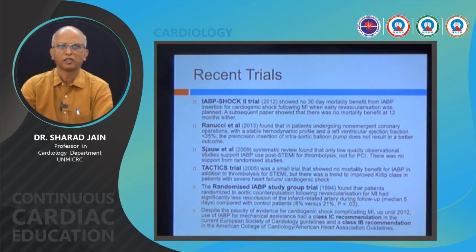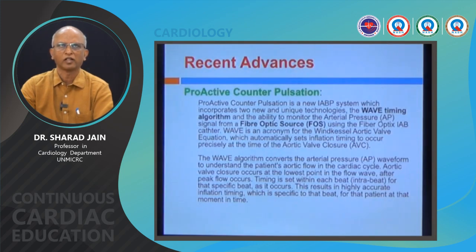The randomized IVP study group trial found that patients randomized to aortic counterpulsation following revascularization of MI had significantly less reocclusion of the infarct related artery during follow-up. So despite all this, in our clinical practice and experience, we have seen that many patients have been salvaged because of the IVP support, especially patients undergoing PAMI or post CABG. So it has a definite role. What are the recommendations? The European guideline recommends it as a class 1C recommendation, while the American guidelines recommend it as a class 1B recommendation.